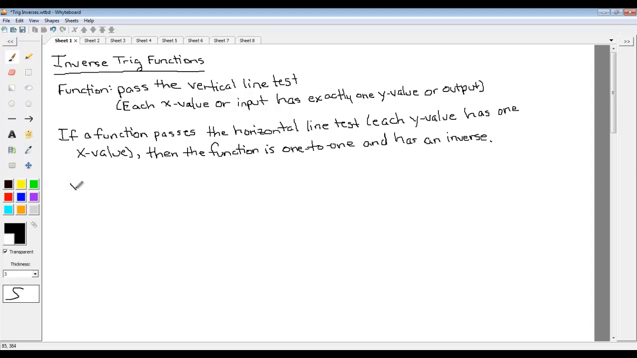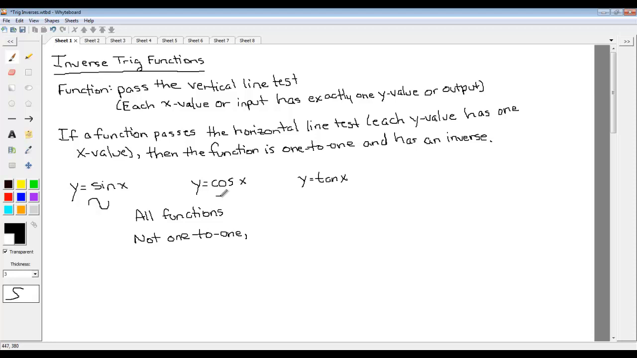We know that y equals sine x, y equals cosine x, and y equals tan x are all functions. But right now, as they're written, they're not 1-to-1. If you look at y equals sine x, you've got that sine wave. It passes the vertical line test, but does not pass the horizontal line test, so it's not 1-to-1.